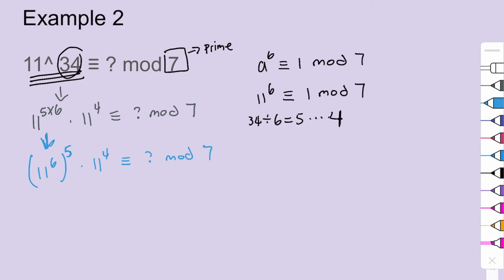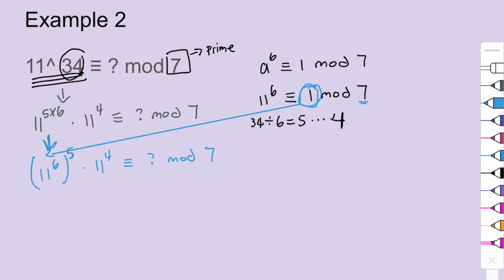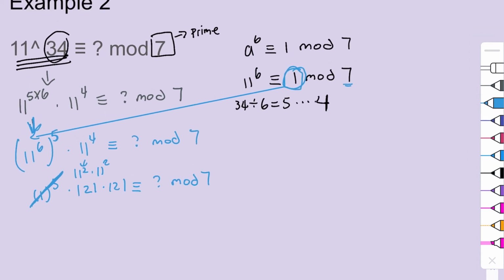Since we know 11 to the 6th has a remainder of 1 when it's divided by 7, we can just substitute this 1 into the parentheses. So we would have 1 to the 5th power times 11 to the 4th. Let's break it down to 11 squared times 11 squared, which is 121 times 121, equivalent to what number in mod 7. We can cross out this part because it's just going to be 1. And now let's figure out the remainder of 121 divided by 7.